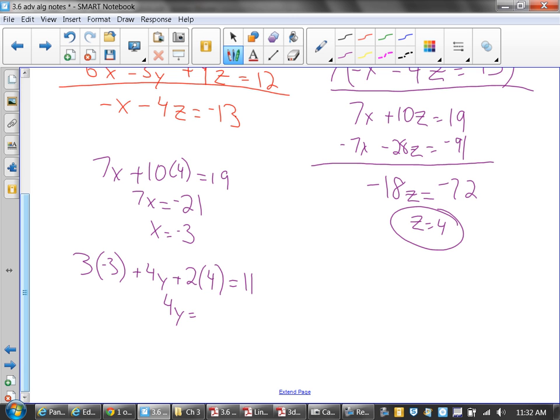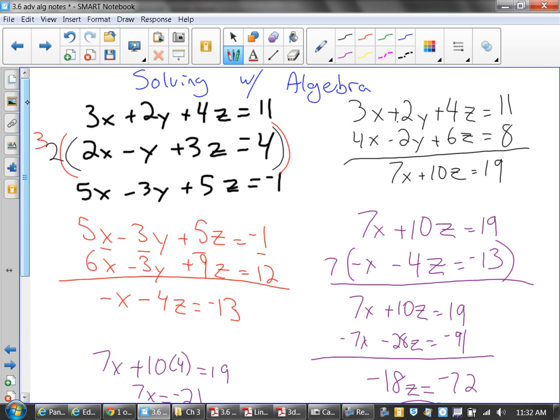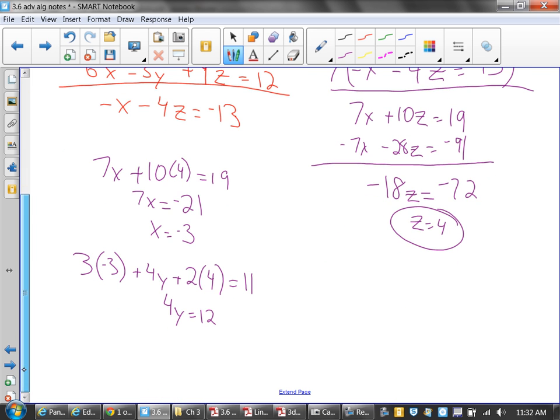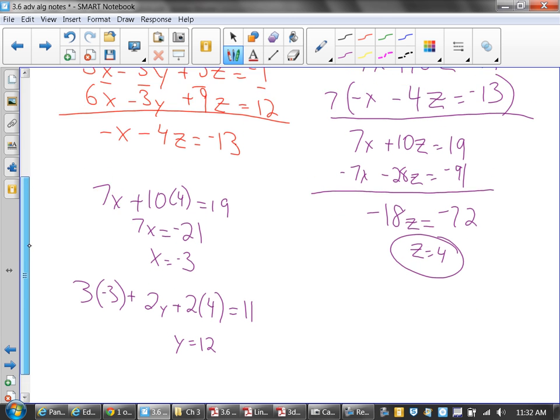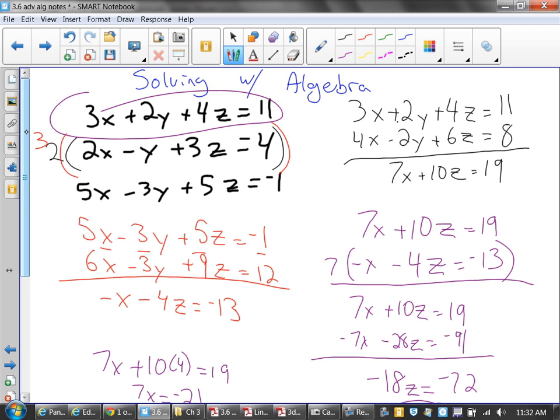Wait, what equation did you substitute into? I just picked the top one. It doesn't matter which one you choose. Wait, x is -3, right? So you can do any equation on the board and substitute in any of them, because this solution set, this solution triple, if you will, makes all three of these a true statement.